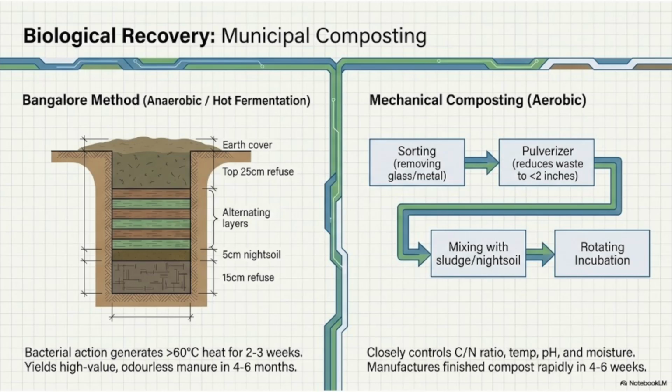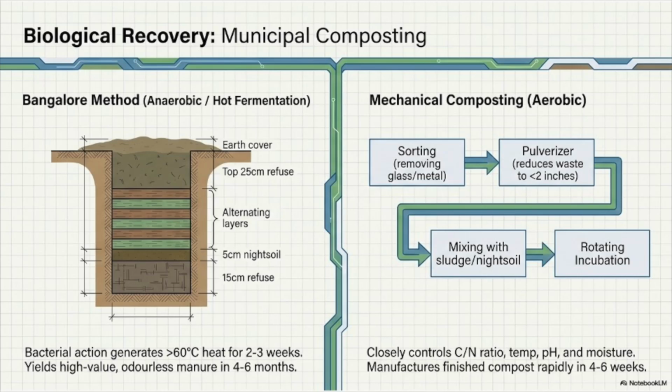Once sealed, natural bacterial action begins inside the pit, and this generates heat above 60 degrees Celsius, which continues for a period of 2 to 3 weeks. This intense heat is what breaks down the organic matter effectively and safely. Over a period of 4 to 6 months, this process yields high value odorless manure which can then be used for agricultural purposes. Now let us look at the second approach, which is mechanical composting.